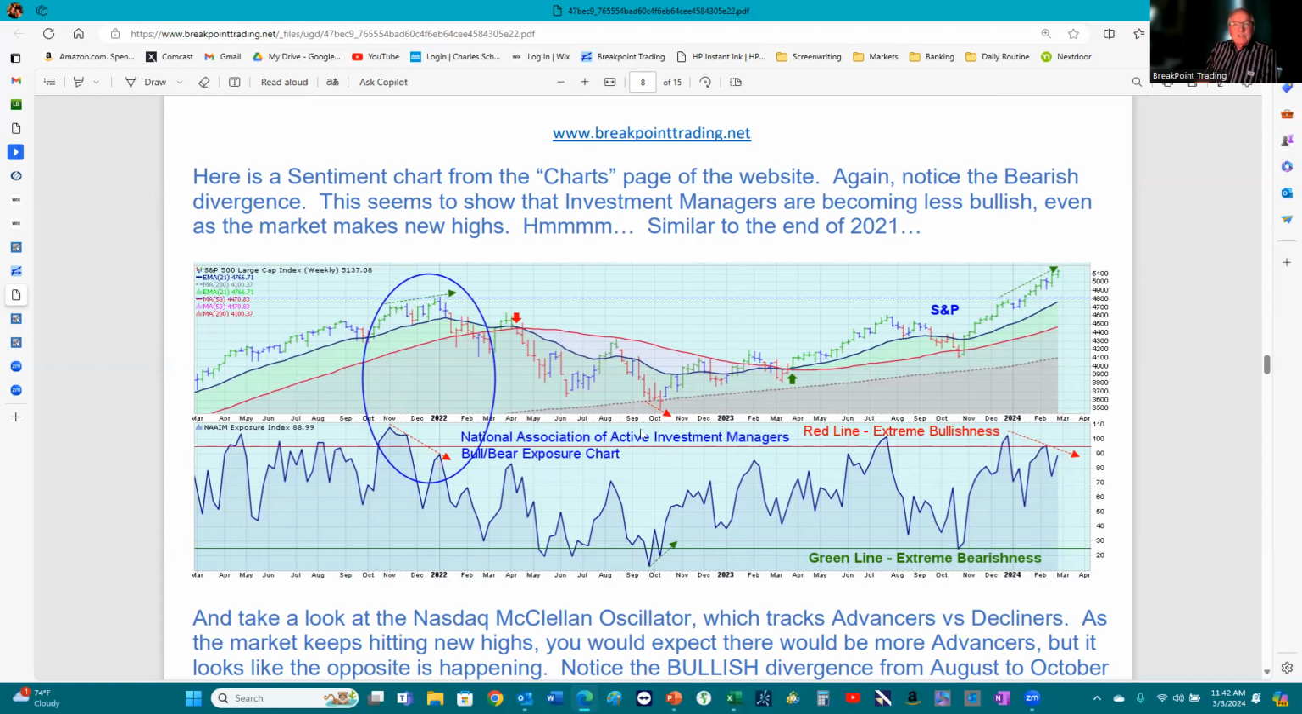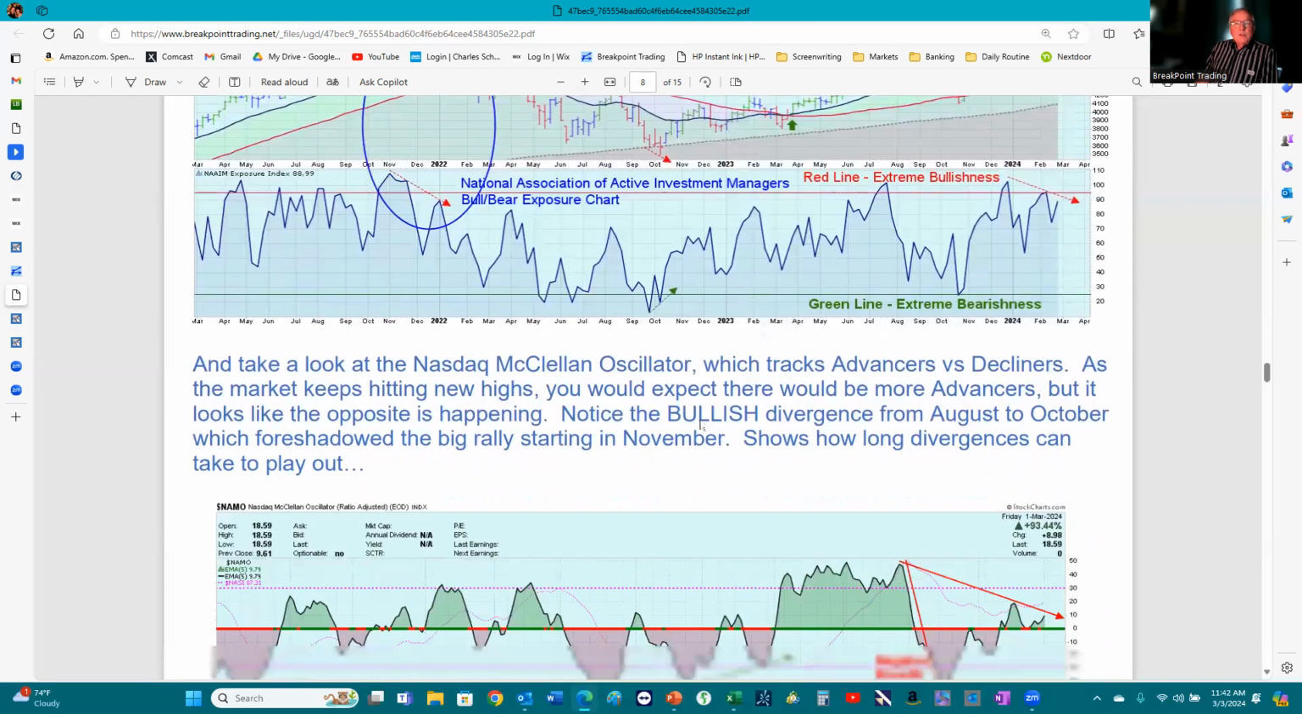This is why divergences are so important. Right here in October, when the market made a new low, investment managers were starting to reposition themselves, becoming more bullish rather than bearish. And that was the low right there, and we started going higher. So don't ignore those divergences.